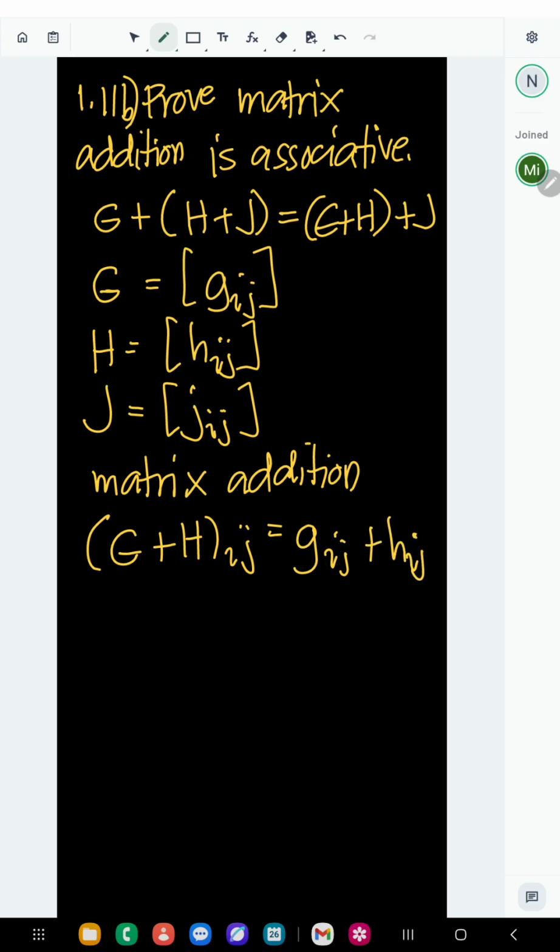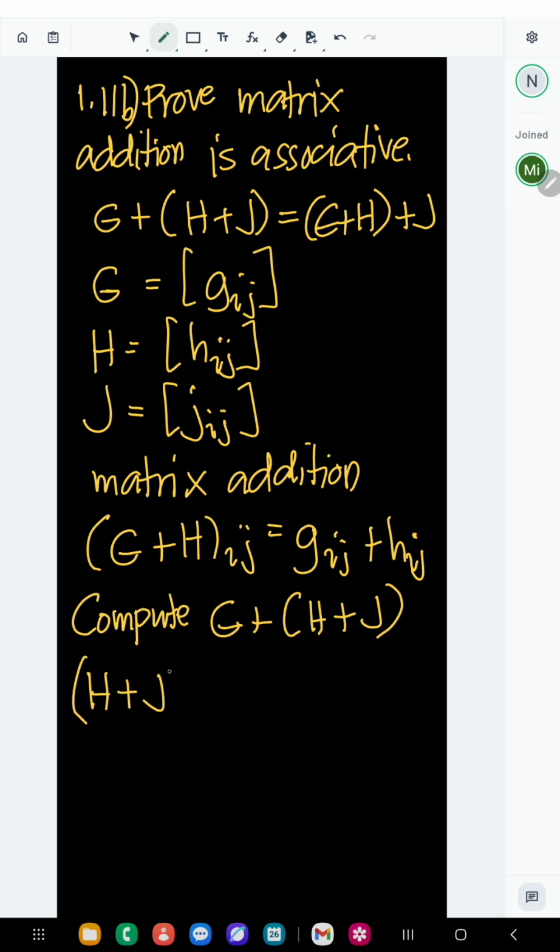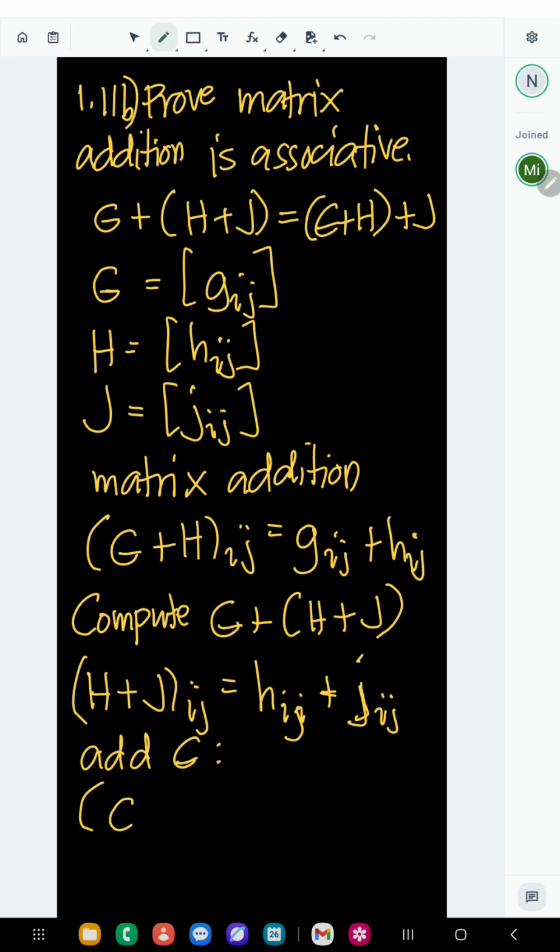All right, and then we compute G plus (H plus J). Let's compute H plus J first. So (H plus J) sub ij is just equal to H sub ij plus J sub ij, and then we add G. So that is G plus (H plus J).